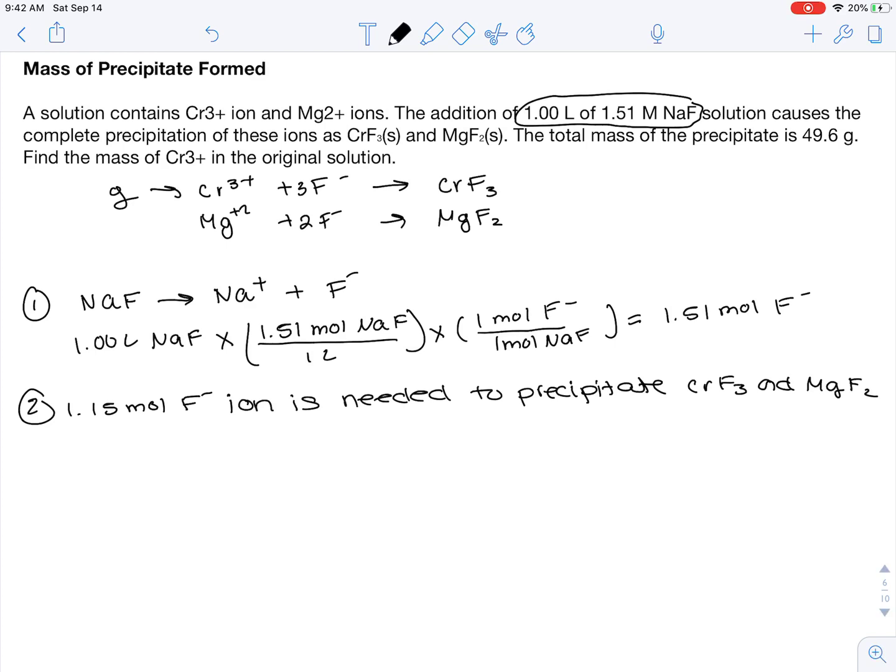The way that we were able to figure that out is because that was the amount used. So 1 liter of 1.51 molar sodium fluoride was used, and then those two precipitates formed. Since fluoride is in both of them, finding just the moles tells us that that many moles was needed to make both of these precipitates, both of these solids. Okay, so since it's in both of them, right off the bat, I'm just going to make an equation right now.